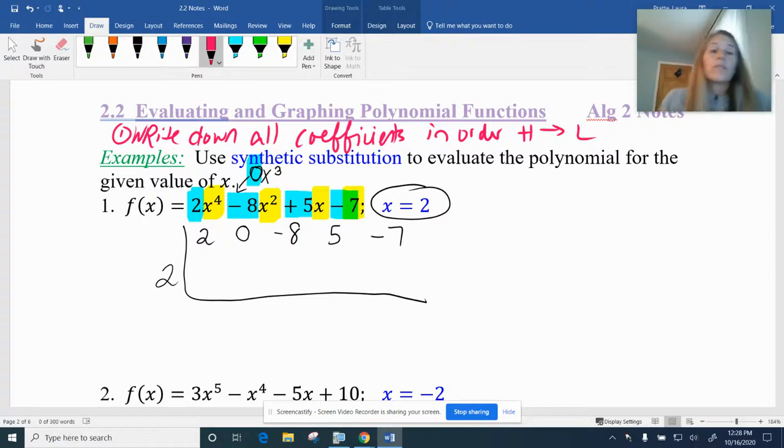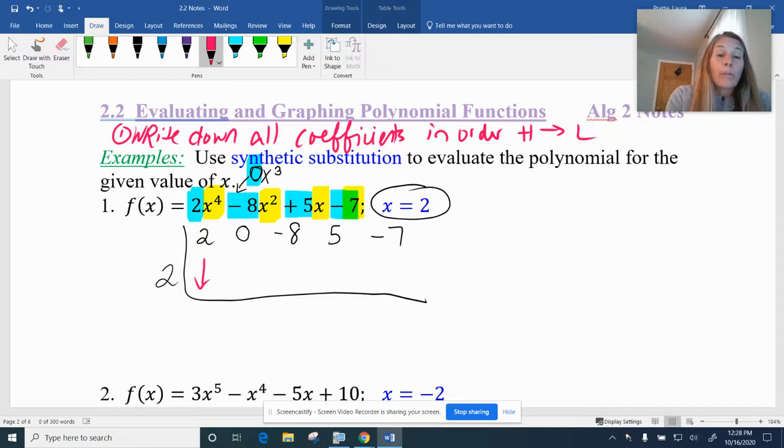Once you get that down, that's pretty much the hardest part, because the common mistake is that people will sometimes miss a coefficient, and that will mess up your whole answer. Once you have your coefficients down and the number you're substituting out front, it's simply addition and multiplication, repeating that pattern until you get to the end.